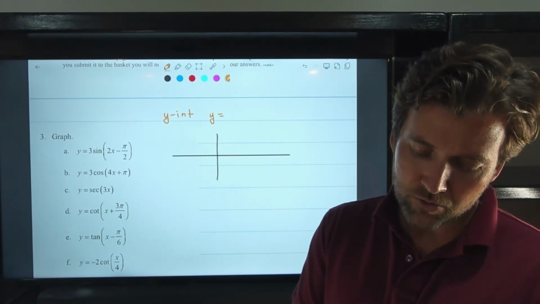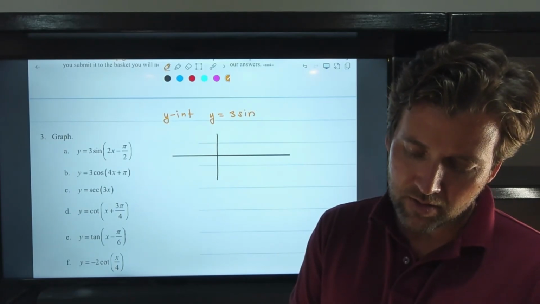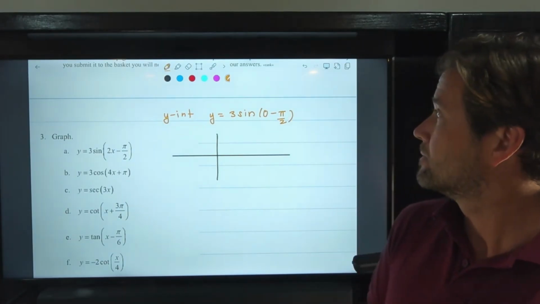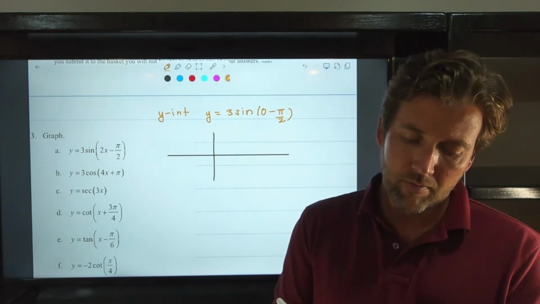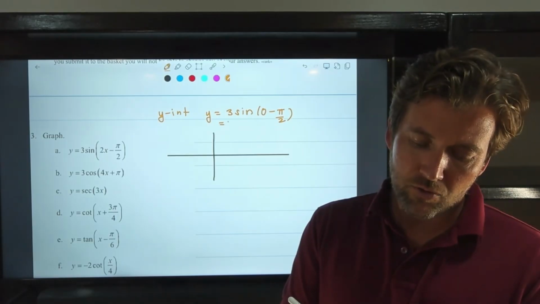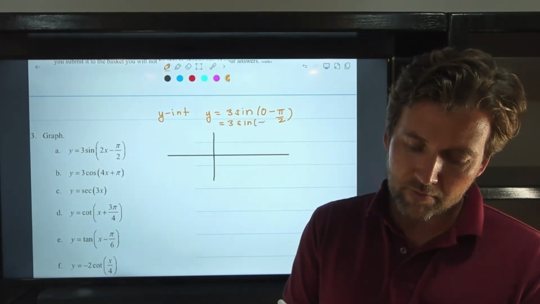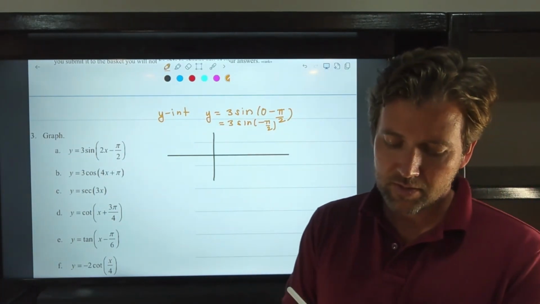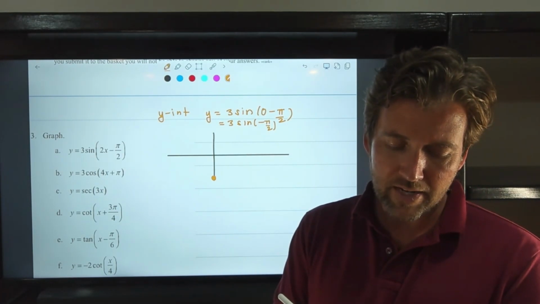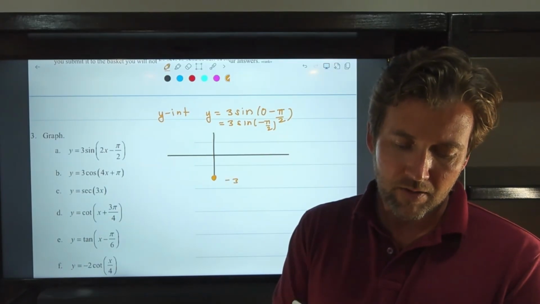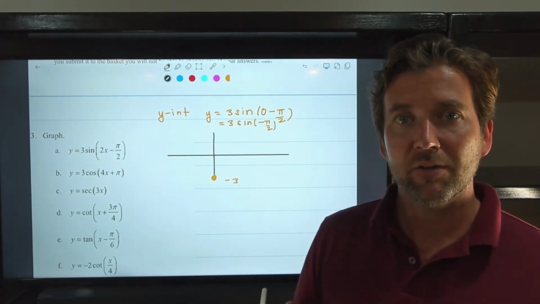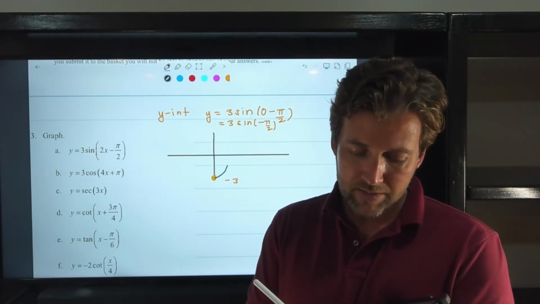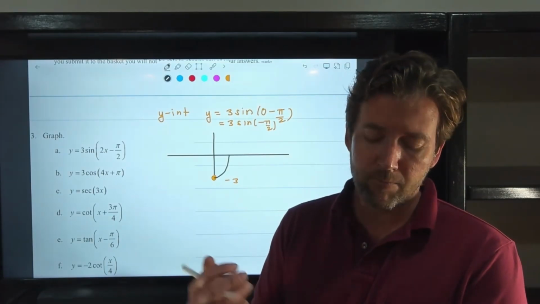So y equals 3 times the sine. I plug in 0 for x, so I get 0 minus pi over 2. This is 3 times sine of negative pi over 2. So that's 3 times -1 is -3. So I'm going to put a point on the y-axis at -3. Now, I know that's the minimum value of this curve, the relative min. So the graph from the right has to increase. That's our only option. It must go up from there.